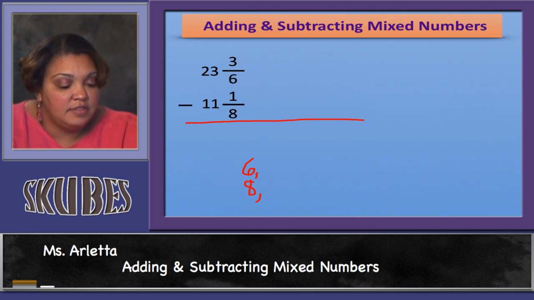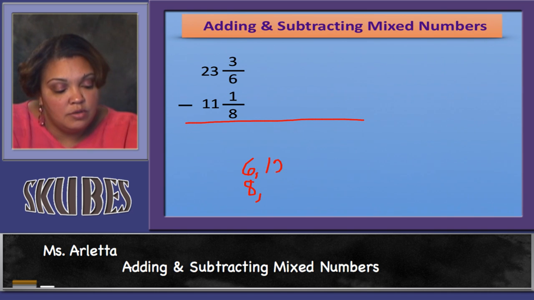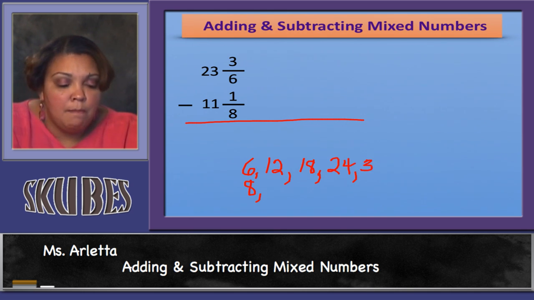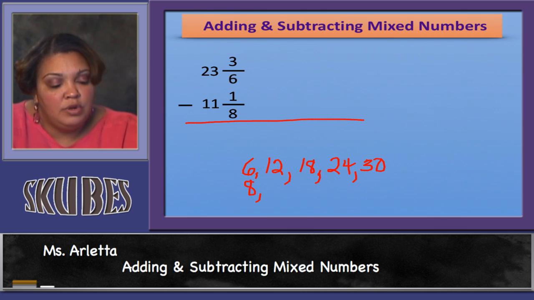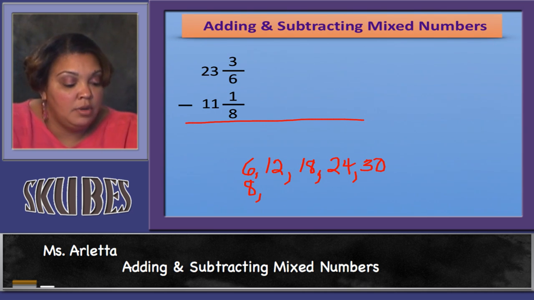In this case, we have 6's. 6 times 1 is 6. 6 times 2 is 12. 6 times 3 is 18. 6 times 4 is 24. And 6 times 5 is 30. Most of the time, if you list at least 5 of the top and bottom number, you'll come up with a least common denominator. Sometimes, however, you have to keep listing until you come up with a common number.